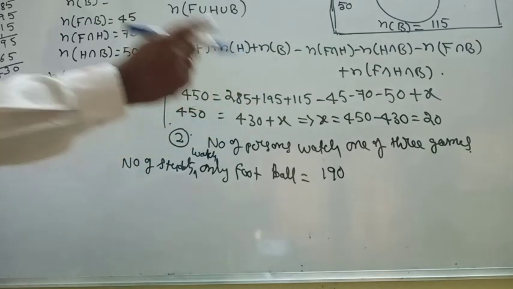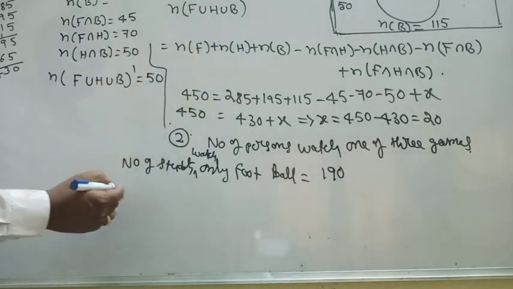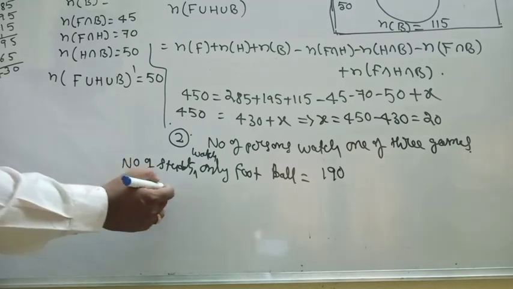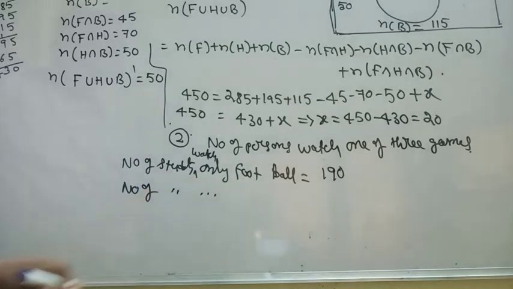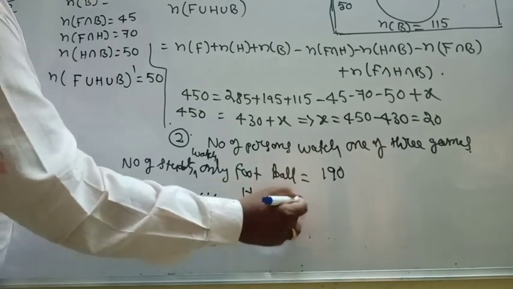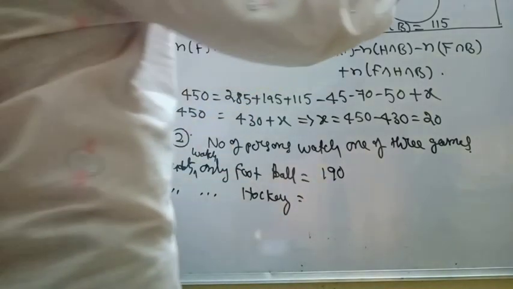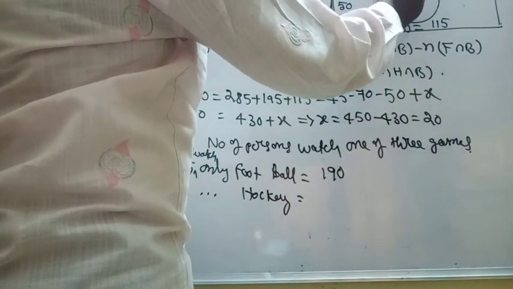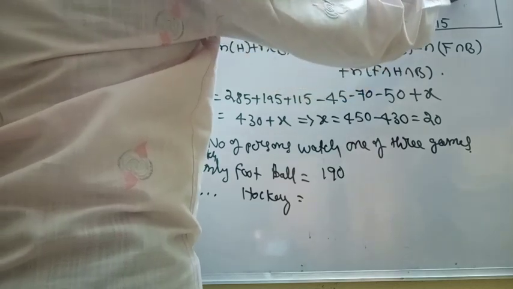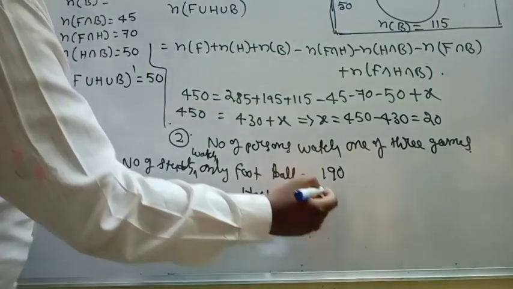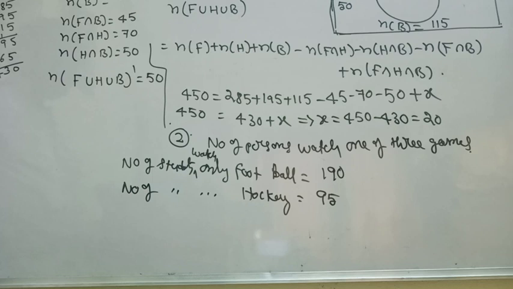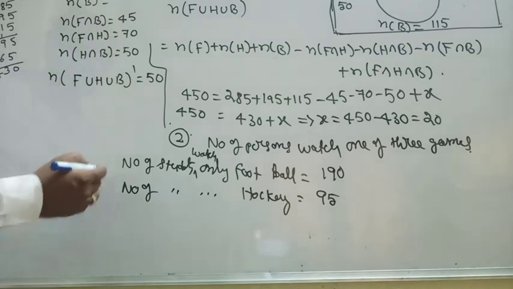Number of persons watching one of the three games. Next, number of students who watch only hockey. Hockey means 50 plus 20 is 70, 70 plus 30 is 100, total 195 is there. From that, if you subtract 100 from 195 we are getting 95. So those who watch only hockey are 95. We have got it beautifully, right?